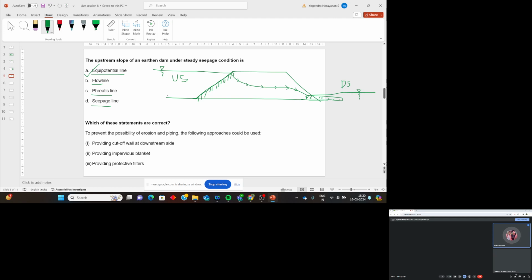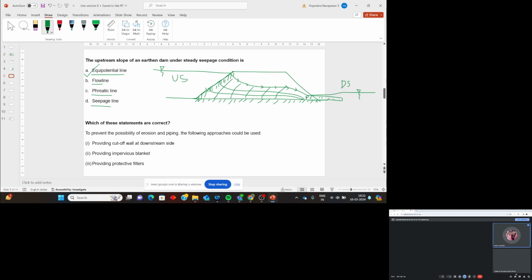Okay, sir. Understood. Now the same thing applies to the downstream slope also. Now what about this point? Bottom. Equipotential line. How? The total head is the same at every point. How is the total head the same here? See, there is a flow like this. There is a flow like this. And this is the flow net.